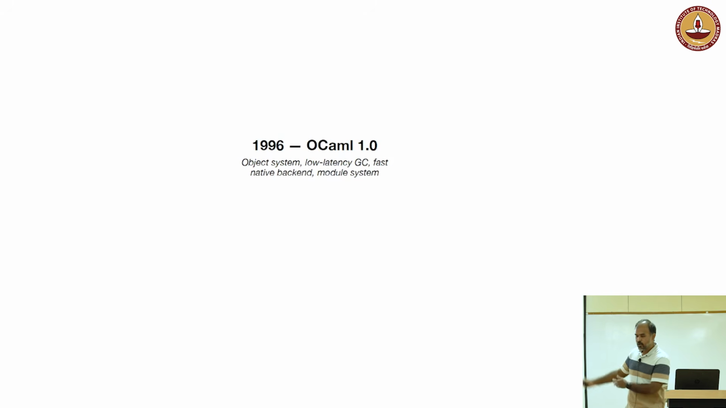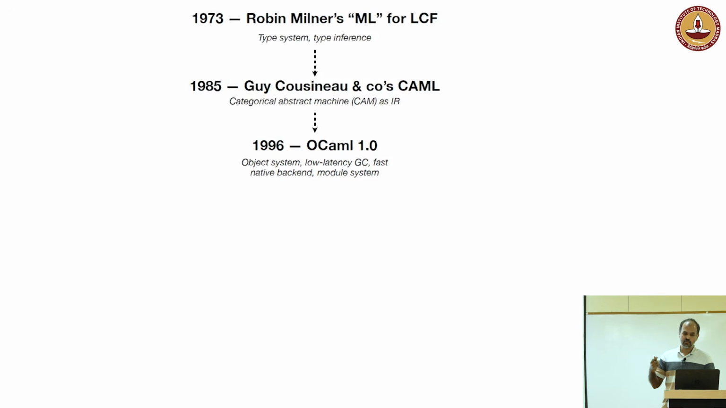OCaml 1.0 was released in 1996. It had a lot of the nice features that people like and love today, even back in 1996. And in fact, the roots of OCaml go back much, much further, right? Some of the type system and type inference work that OCaml uses comes all the way from 1973, from Robin Milner's meta language. ML stands for meta language, part of a theorem proving system called LCF.